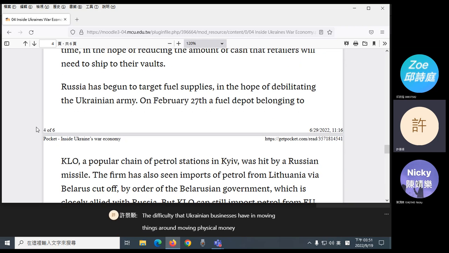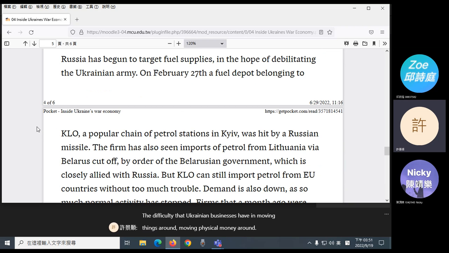Sorry, back to this. So we've been talking about the difficulty that Ukrainian businesses have in moving things around, moving physical money around. Russia has begun to target fuel supplies in the hope of debilitating the Ukrainian army. Again, I love this sentence. This is a great sentence.